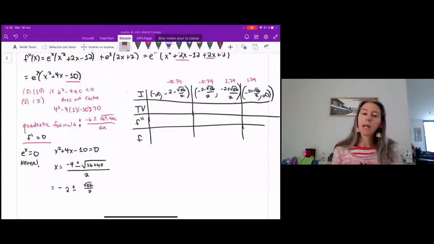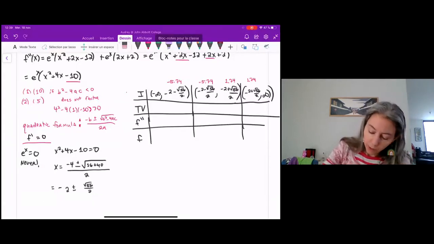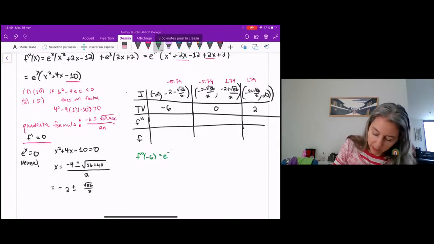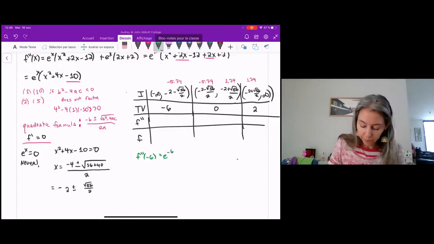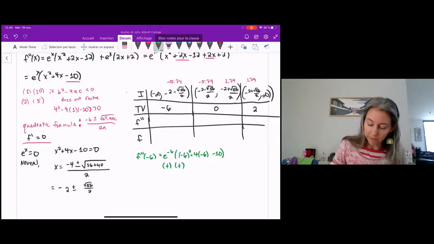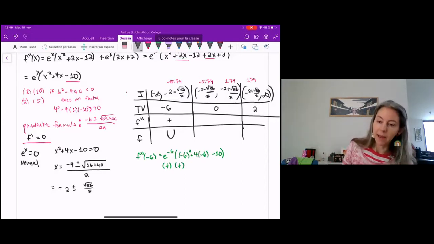Okay, so I just plugged them into the calculator. Having these as decimals is going to make it much easier for us to pick our test values. So here I'm going to pick negative 6. Here I'm going to pick 0, and here I'll pick 2. So then I'm doing f double prime of these values. So f double prime of negative 6, that's e to the negative 6, which is a positive value, times negative 6 squared plus 4 times negative 6 minus 10, which we can plug into our calculator. So that's 36 minus 24 minus 10, which gives us a positive value. So that means here we have a positive number. This is concave up and happy.